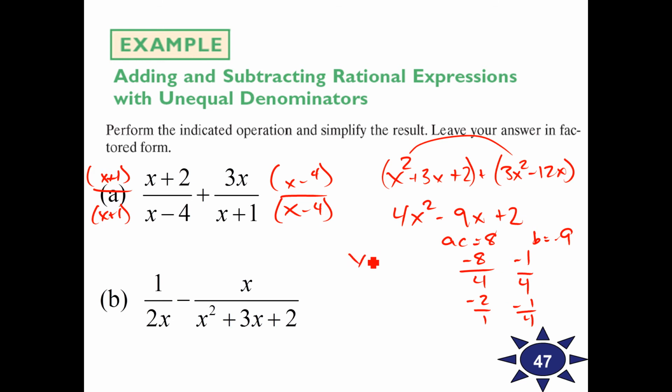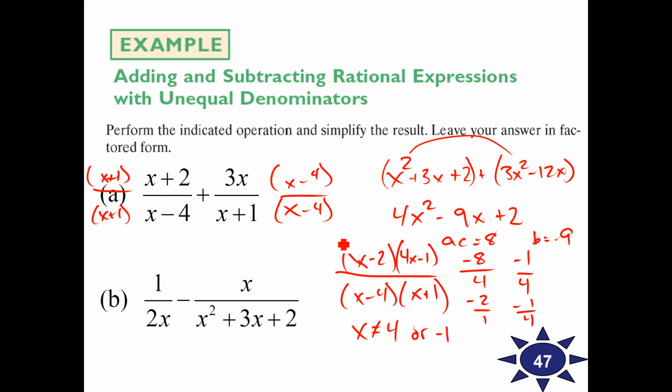We've got x minus 2, and we've got 4x minus 1. All right, so we've completely factored the numerator. This is all over x minus 4, x plus 1. X cannot equal 4 or -1. All right, so that would be your answer. If you need to get that down, pause it for a second because I'm going to clear the screen off here.